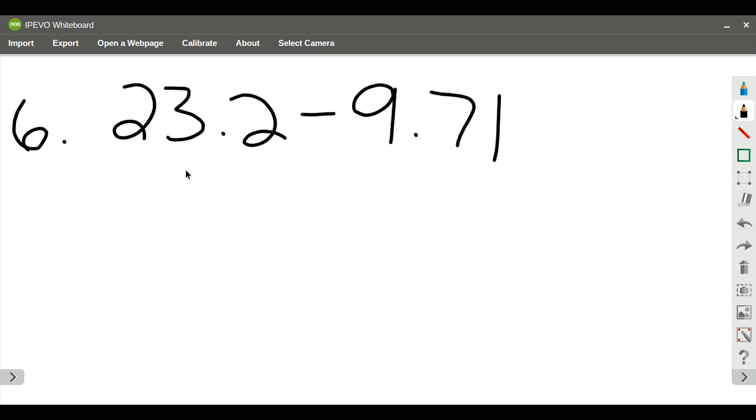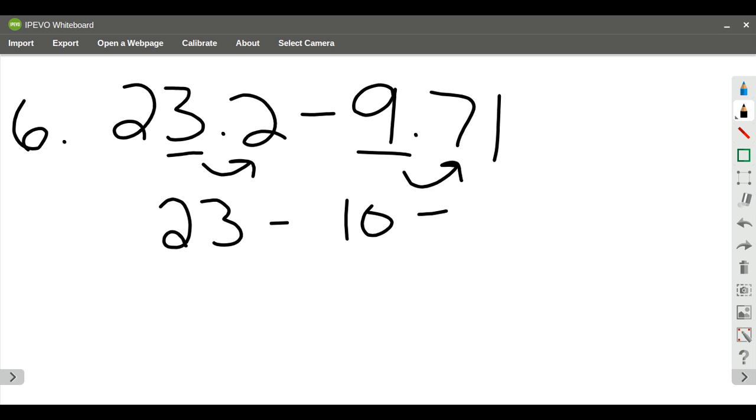So again, 23, I look at the 3, look next door. Oh, that is going to be a less than 5, so this is going to stay at 23. I'm going to look at the 9, look next door. Oh, 7 is going to be greater. So 9 is going to round to 10. So 23 subtract 10 is going to be 13. So my answer is going to be near 13. Again, showing my thinking of what I rounded to.